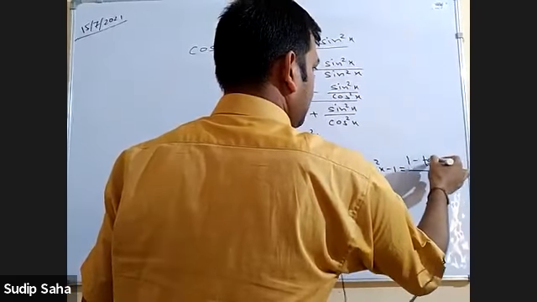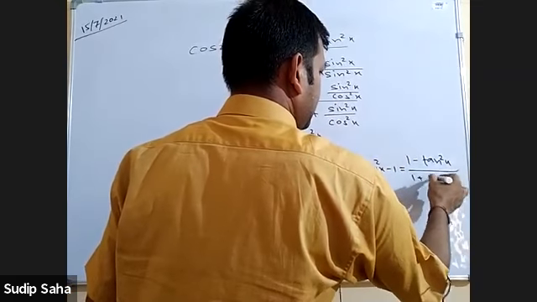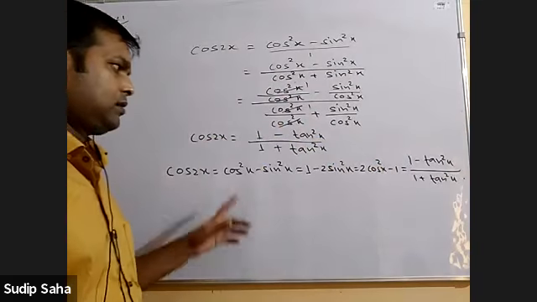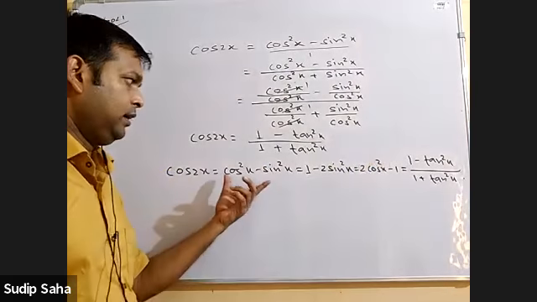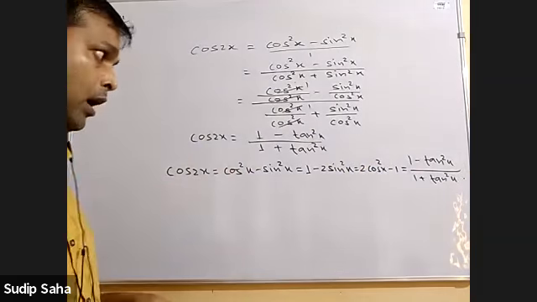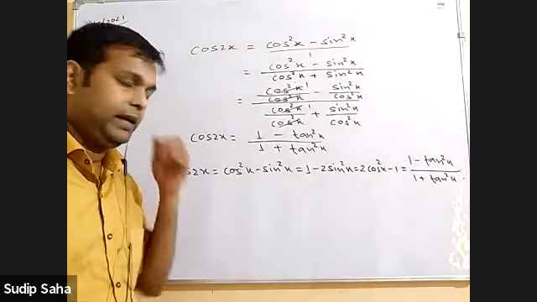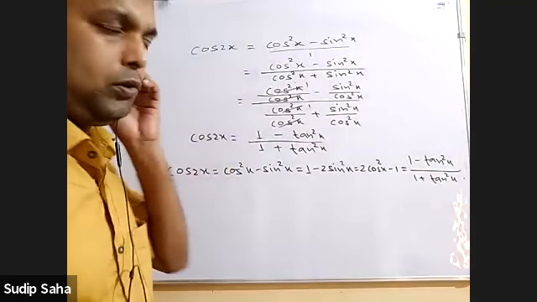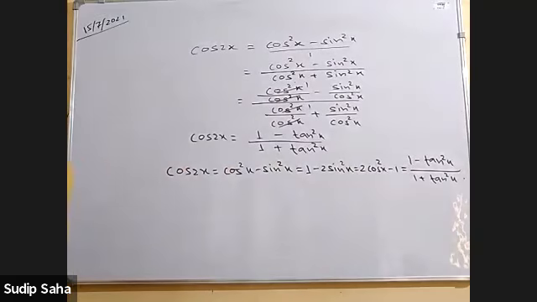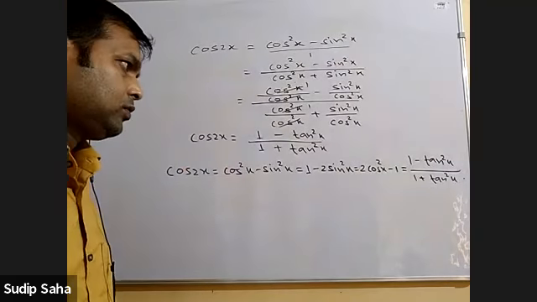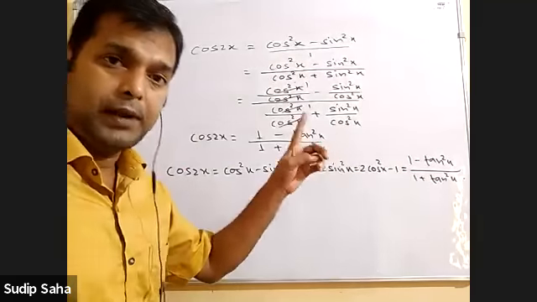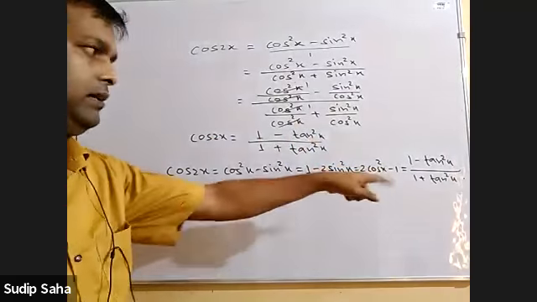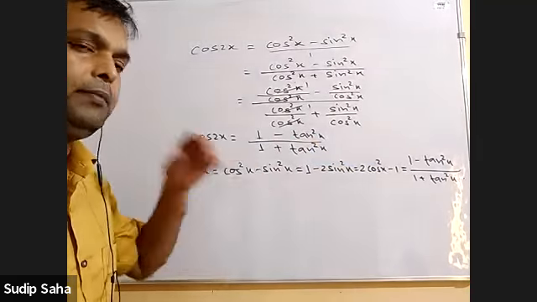1 minus tan square x by 1 plus tan square x. So finally you can write this cos 2x in terms of sine, cos, tan. Depending on the situation, sometimes we have to use this formula, sometimes this, and sometimes this one. This tan one has lots of applications in class 12, in calculus, differentiation, integration, inverse trig functions. So from class 11, you have to remember these formulas.